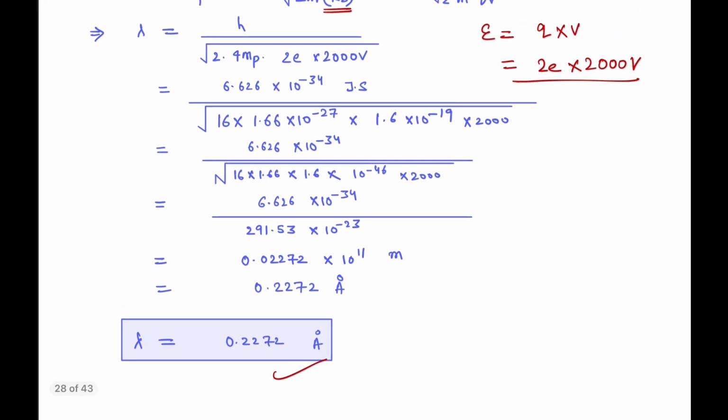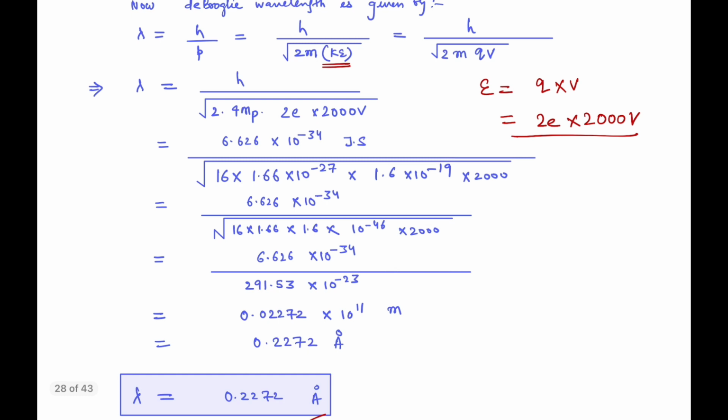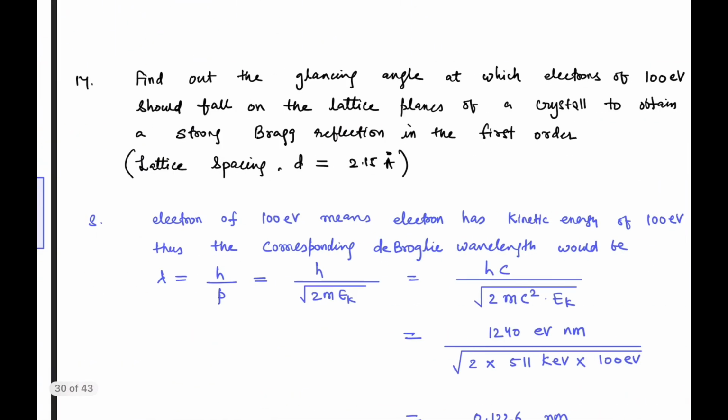We cannot waste time in the calculation part, so we are just using common sense: for mass we need 4 times the mass of a proton, because that is the case for an alpha particle, and the charge of an alpha particle is 2 times the charge of an electron. Okay. Now let us move to the next part.